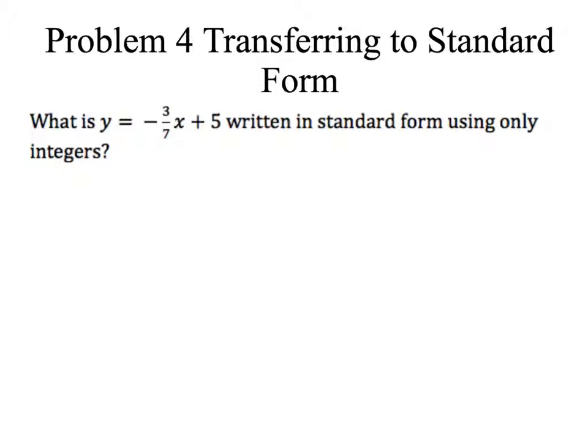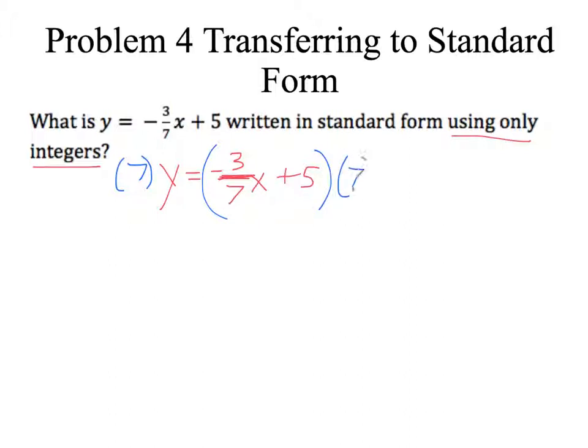So if they give you this equation, y equals -3/7 x plus 5, and they want you to write it in standard form using only integers, that's because you could change everything to decimals and have a whole bunch of decimals, and it's really tough. But if you only want integers, that means we can't have fractions. So the only fraction I see is -3/7. To get rid of the divide by 7, I need to multiply this side by 7, and I need to multiply this whole side by 7.